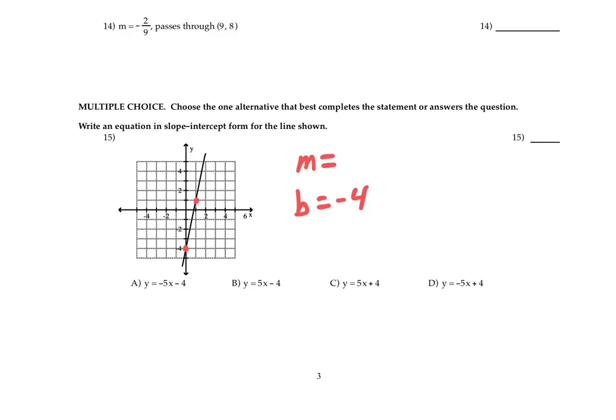The easiest way to find slope here is just to do rise over run. We're going to go from point to point, making sure it's a point that goes through a coordinate exactly. We're going to go up 1, 2, 3, 4, 5 over 1. So 5 over 1 is really just 5. So my slope would be 5.